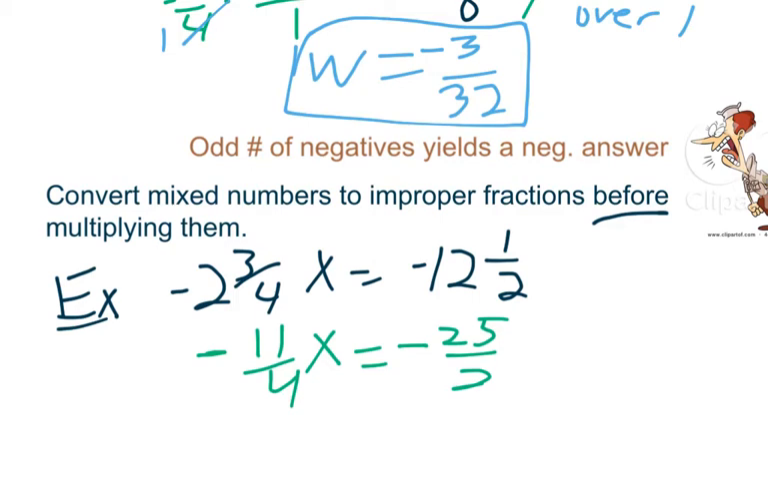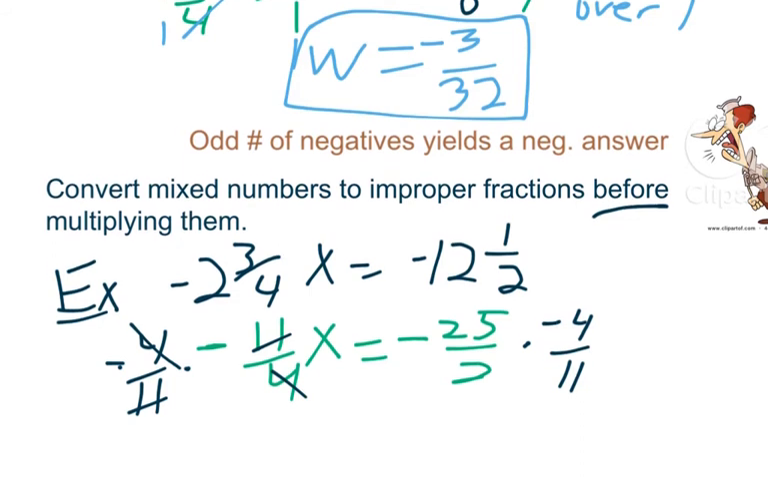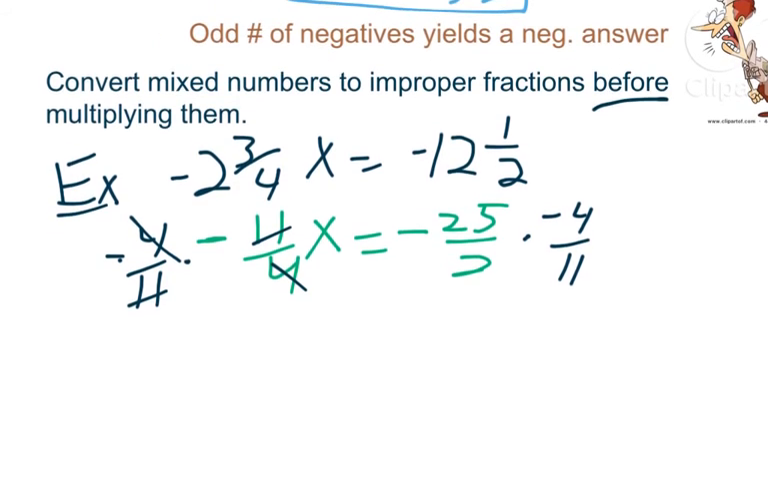So multiply by negative 4/11. That cancels out my 4's and my 11's. And do the same thing over here, times negative 4/11. And look for common factors with our top and bottom numbers. So 25 and 2, nothing. 25 and 11, nothing. But look at 4 and 2. They have a common factor of 2. It'll go once into 2 and twice into 4. And now we can multiply across, and we get x equals 50 over 11.